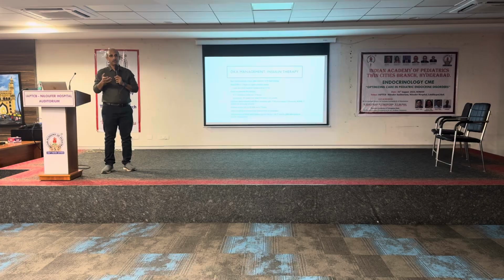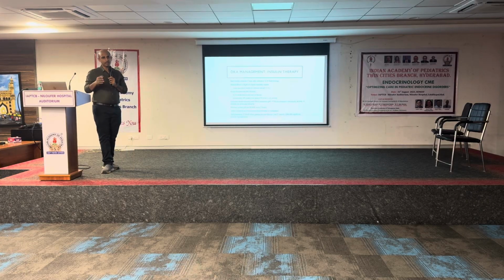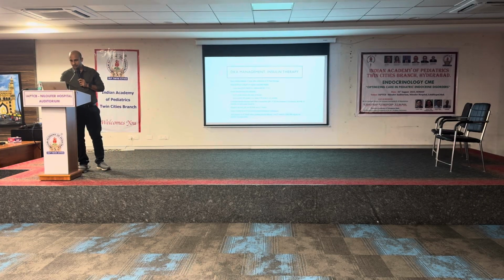That will be 0.05 to 0.1 units per kg, depending on the amount of acidosis. If there is high acidosis, that means pH less than 7.1, then you can start with 0.1. If the pH is somewhat near normal, you can go with a smaller dose of insulin.